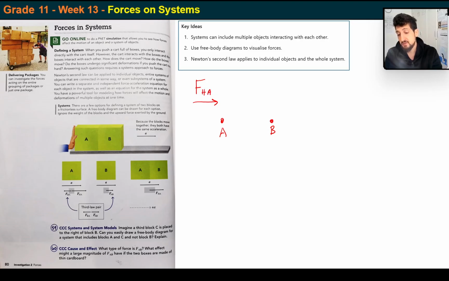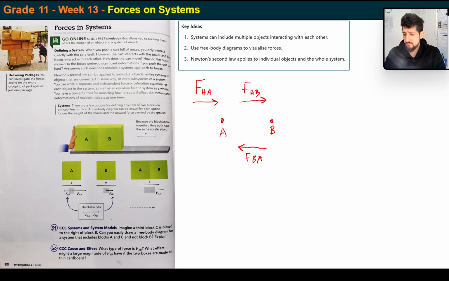So the applied force by the hand on A, and then of course A is pushing on B, and we're going to call that force of A on B. And of course B is pushing back on A, because for every action there is an equal and opposite reaction. So that's going to be force of B on A. Now, what do you notice about those two forces, that one and that one? What do you notice about them? They're going to be equal, but they're going to be opposite. So one is going that way and the other one's going that way. One is going to be positive, the other one's going to be negative.